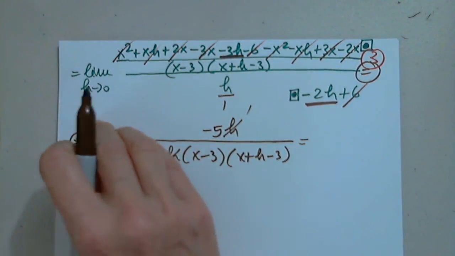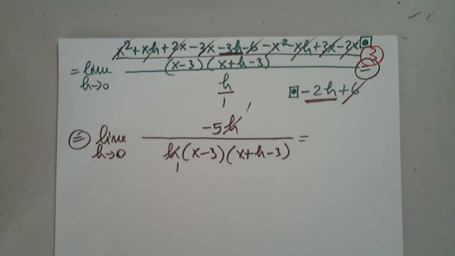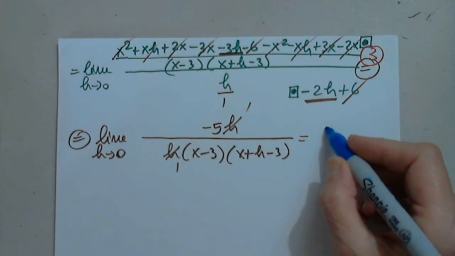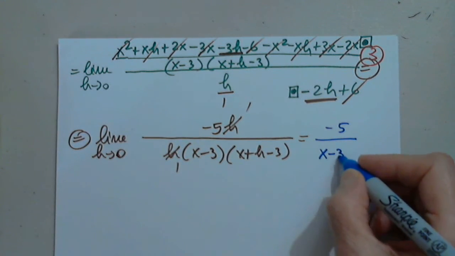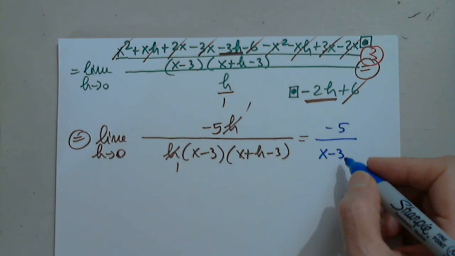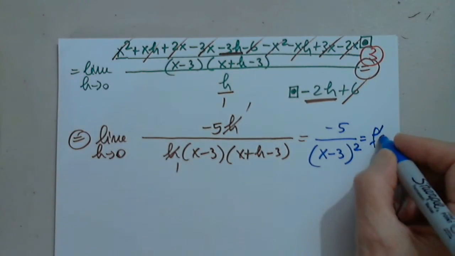Now I will drop the limit operator because I apply it. Once I apply it, I cannot copy it ever again. Can anyone give us this limit, which represents the derivative function? Minus 5 over x minus 3. So minus 5 over x minus 3. Then x minus 3. So how do I write that? Squared. That's it. Awesome. This is f prime of x.